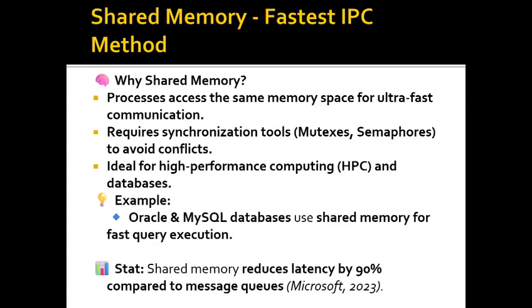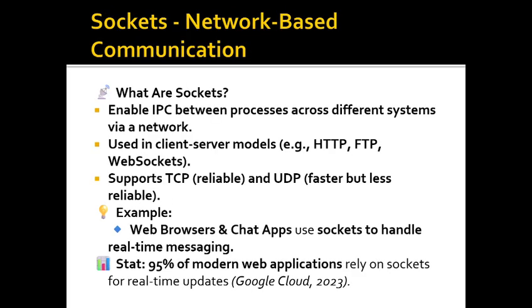Shared memory and databases. Processes access the same memory space for ultra-fast communication. It requires synchronization tools like mutexes and semaphores to avoid conflicts. It is ideal for high-performance computing and databases. For example, Oracle and MySQL databases use shared memory for fast query execution.